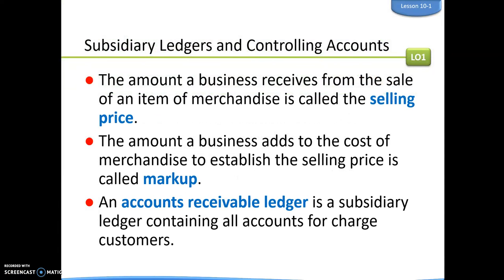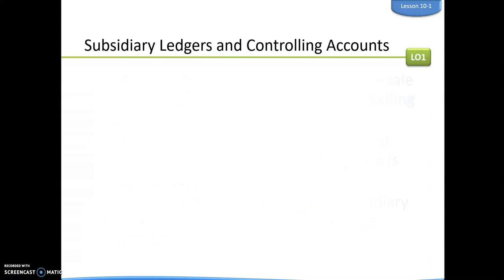Subsidiary ledgers and controlling accounts. The amount a business receives from the sale of an item of merchandise is called the selling price. The amount a business adds to the cost of merchandise to establish the selling price is called markup. An accounts receivable ledger is a subsidiary ledger containing all accounts for charge customers.